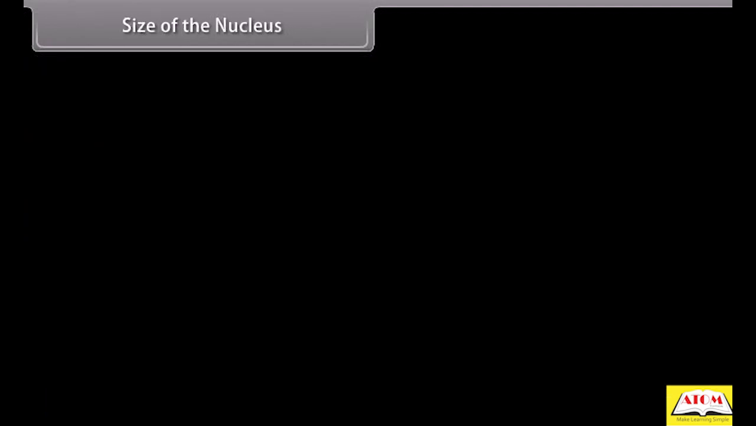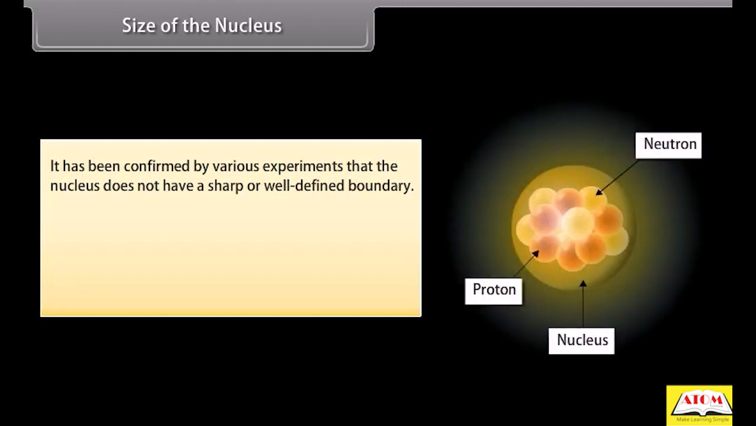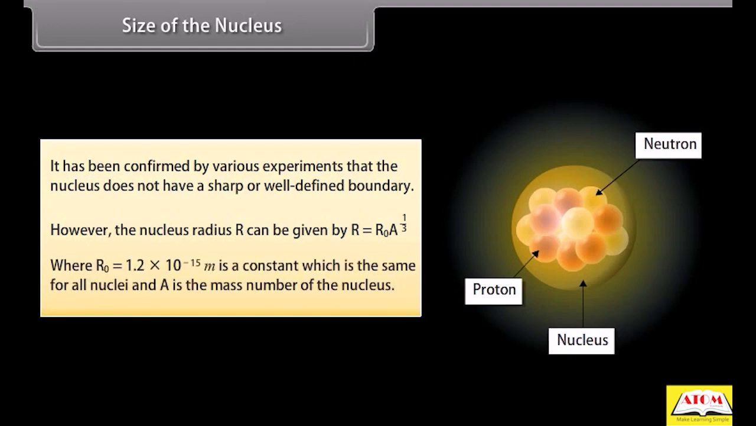Size of the nucleus. It has been confirmed by various experiments that the nucleus does not have a sharp or well-defined boundary. However, the nucleus radius r can be given by r is equal to r0 into cube root of A, where r0 is equal to 1.2 into 10 raised to the power minus 15 m, a constant which is the same for all nuclei, and A is the mass number of the nucleus.